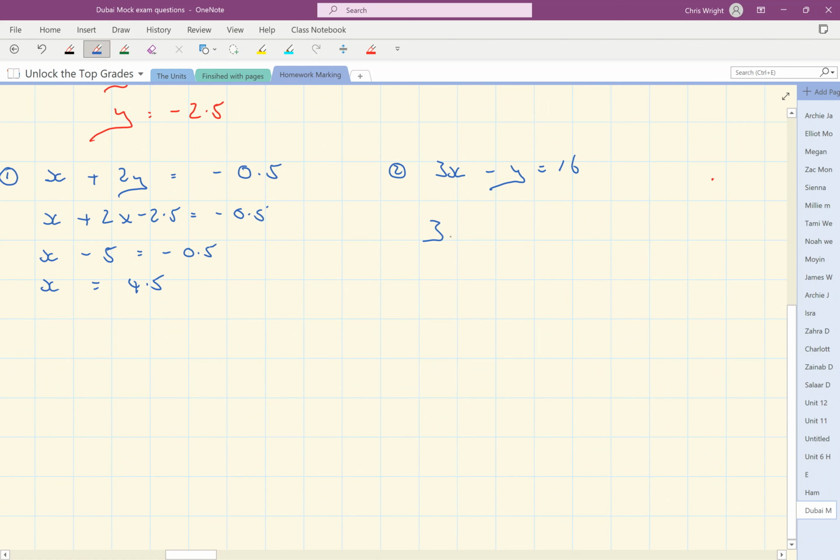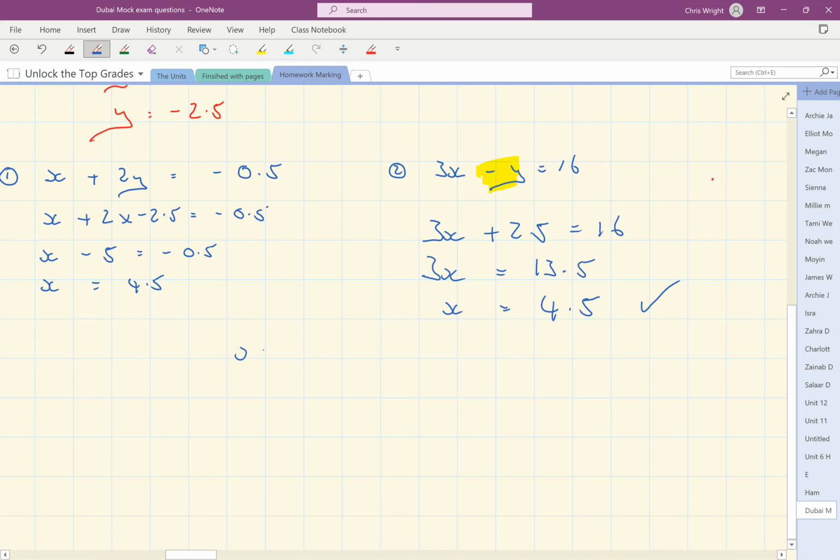So it's 3x. Now be careful. Do you see how it's minus y? So that's going to be minus minus 2.5, plus 2.5, equals 16. Subtract 2.5 from both sides. 3x equals 13.5. Divide both sides by 3, and x equals 4.5, just as it did before.